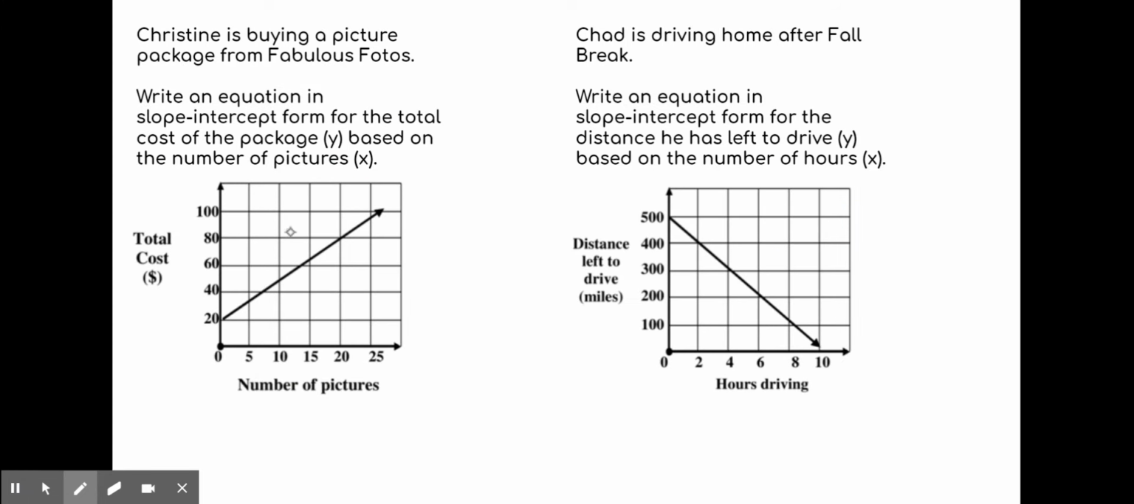Okay, so let's look at a situation. Christine is buying a picture package from Fabulous Photos. We want an equation in slope-intercept form for her total cost based on how many pictures she gets. Well, just like anything else, when we write the equation of the line, we need m and we need b. The initial value is usually pretty simple. We find it on the y-intercept, and in this case, b is 20. This place has a $20 flat fee, or sitting fee is usually what a photo place calls it.